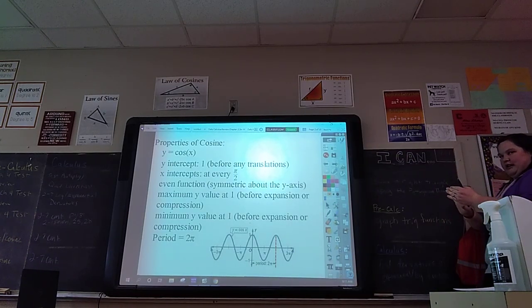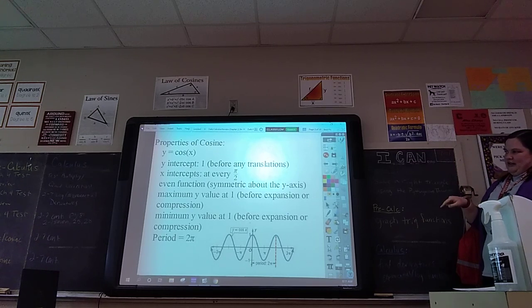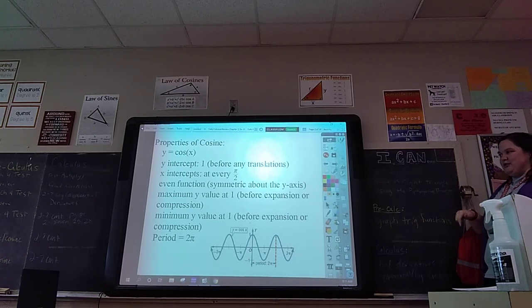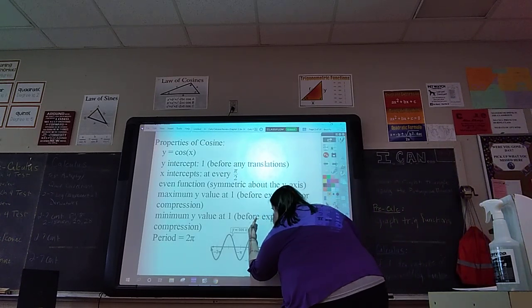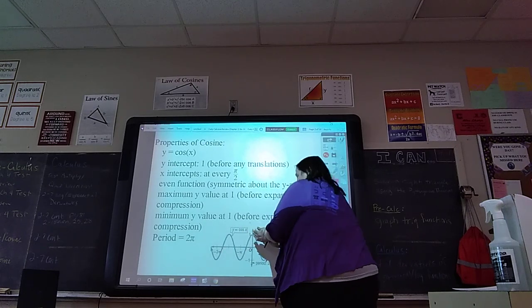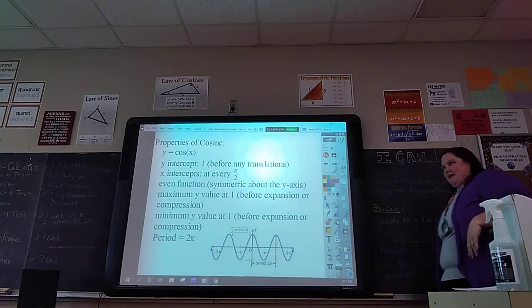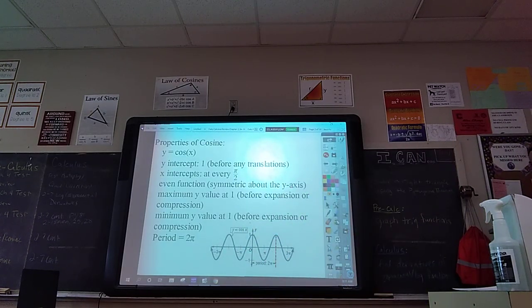Again, that just means cosine's just adjusted a little bit. It's more based off of the x values and the y values like sine. Its intercepts are at pi over 2, so it's every half pi instead of pi. Again, this one, if you look at it, it's actually symmetric about the y-axis, because if you fold it over the y-axis, it folds on top of itself. So it's a little bit different symmetry.